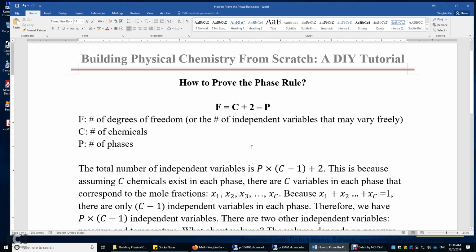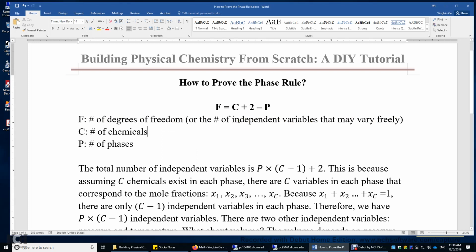I will prove the phase rule in this video. The phase rule is F equals C plus 2 minus P. F is the number of degrees of freedom, or the number of independent variables that may vary freely.